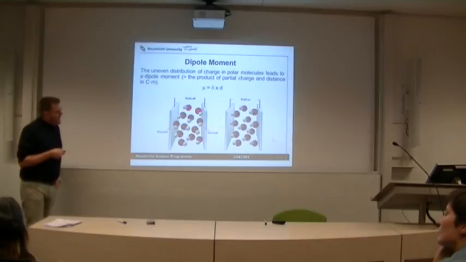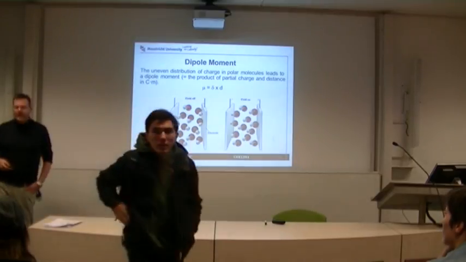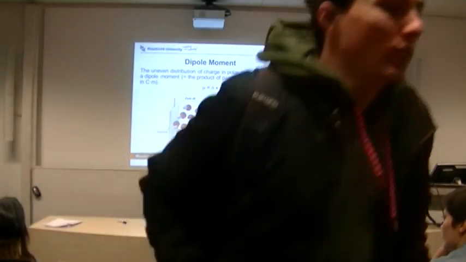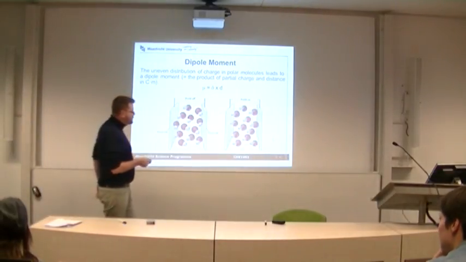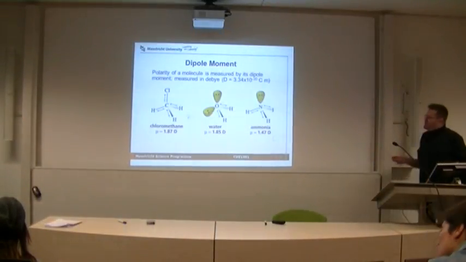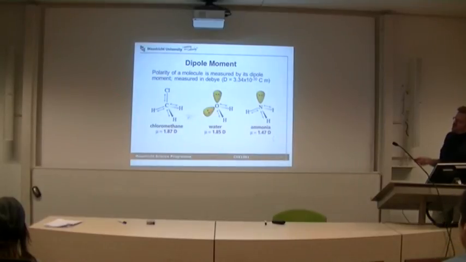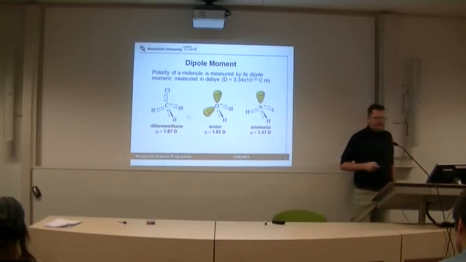Here, for example, we have some molecules that are polar, so there's a positive and a negative end, and you can see that it reacts to an electric field once it's switched on. The negative end attracts the positive poles, and the positive end attracts the negative poles. How does this actually work? We have to think about it in terms of vector algebra. Here we have some molecules: dichloromethane, water, ammonia. We measure the dipole moment in units called debye.